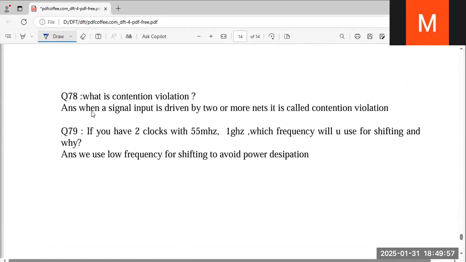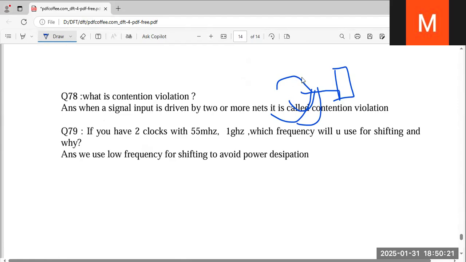And the next question is, what is contention violation? When a signal input is driven by two or more nets, it is called contention. Suppose this is my bus and the signal input is this one, and it is driven by two or more nets. We call this a bus contention.